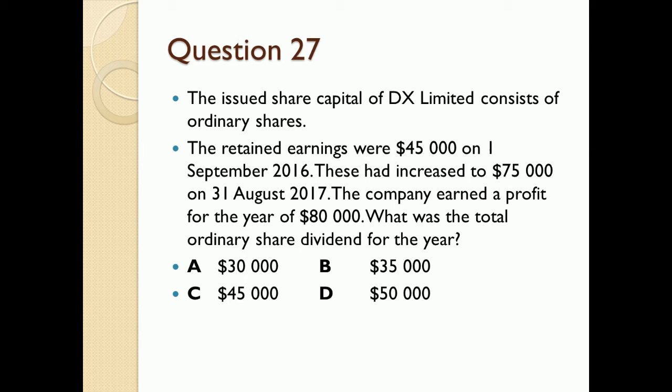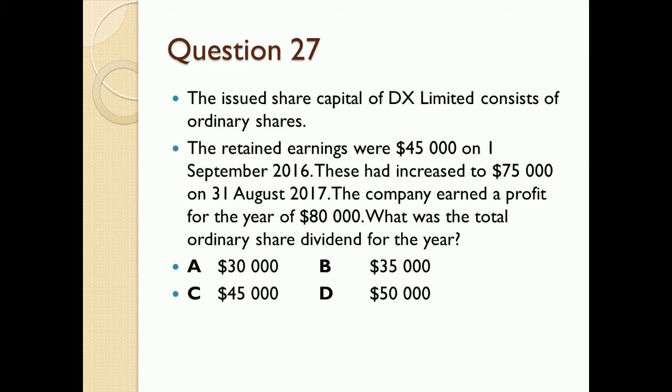Question 27. The issued share capital of DX Limited consists of ordinary shares. The retained earnings were 45,000 on 1st September 2016. These had increased to 75,000 on 31st August 2017. The company earned a profit of $80,000. What was the total ordinary share dividend for the year?